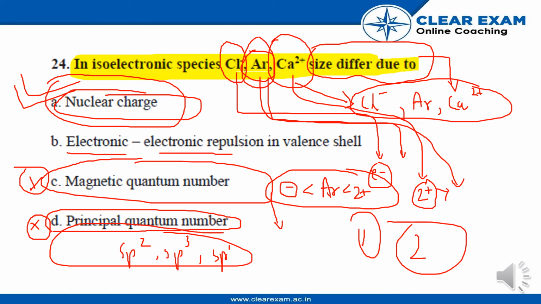Electronic repulsion in valence shell. No, electronic repulsion is not the reason here, because we can simply say that nuclear charge varies, so the size would be different, and the atomic number is also different. We have the same number of electrons, but the nuclear charge and atomic number vary. Atomic number is not given as an option here, but we have nuclear charge, so we will go with the nuclear charge. Nuclear charge is the solution.